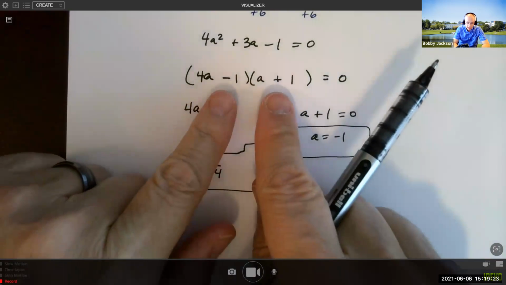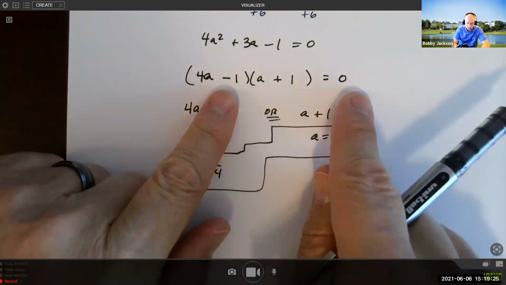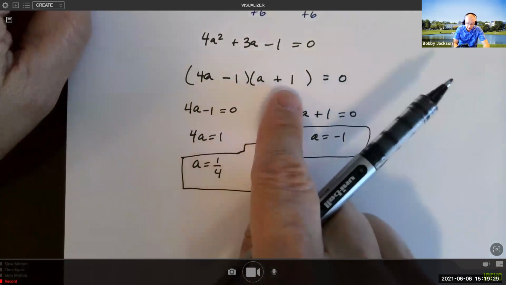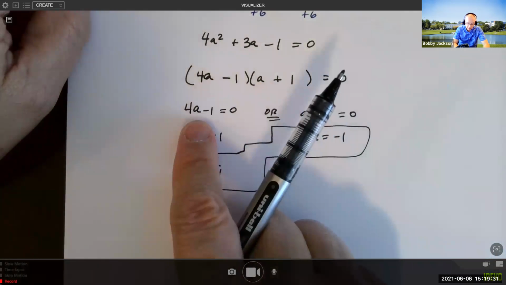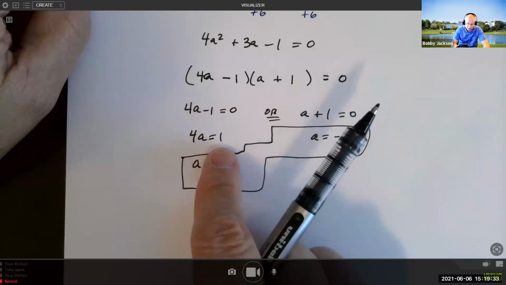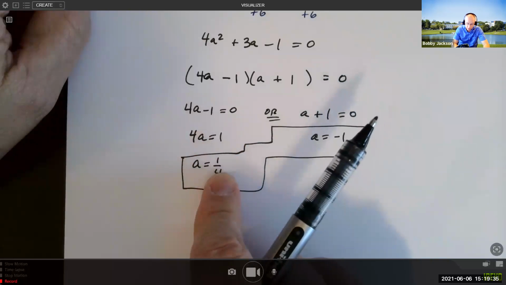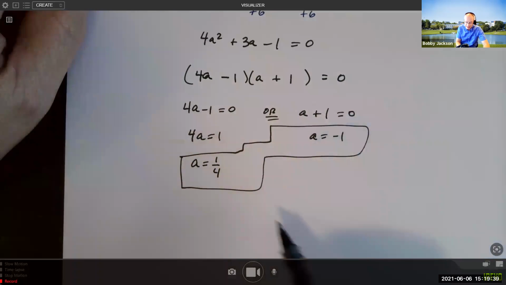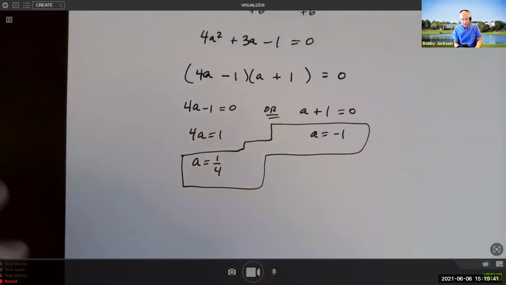So then you have a product of two things equal to 0. The zero product principle says what? That one of these two factors has to be 0. Either 4a minus 1 is 0, meaning 4a is equal to +1, or a is 1/4, or a plus 1 is 0, so a is -1. These are the two values of a that work.